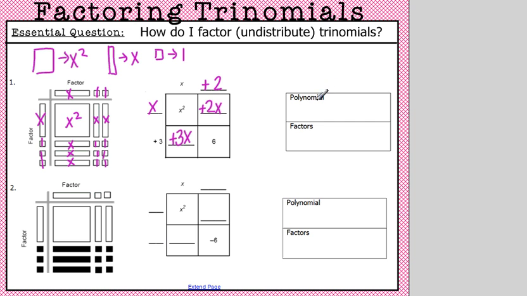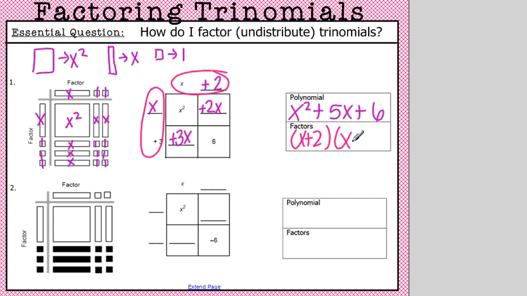Now when I write my polynomial out, I can just combine all my like terms. There was 1x squared, there was 1, 2, 3, 4, 5 x's, and there were 6 1's. When I look at my factors, I'm just going to pull the sides of my box. So x plus 2 and x plus 3. It doesn't matter which order you put them in, it'll still get you the same thing.